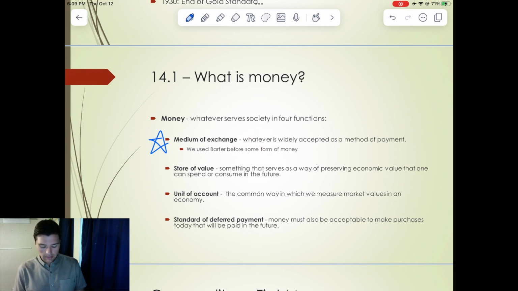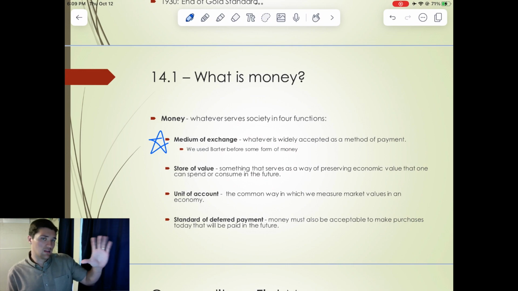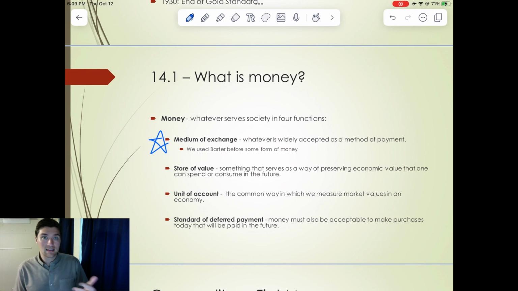Another thing is a unit of account. Basically, we measure market values in an economy. So when they post a sign that says, hey, this is worth $5, you understand the value of that. When someone says they owe me $10,000, you have an idea of how much they owe you. If they said 5 chickens, right, you're like, okay, well, what kind of chickens? How big? How small? We have no idea. All we know is just 5 chickens, right? But money can be used as a unit of account.